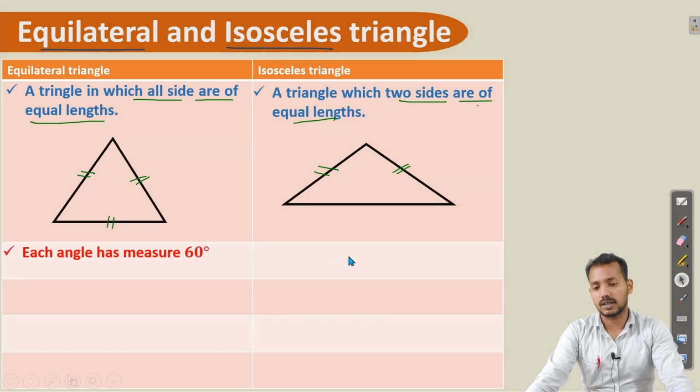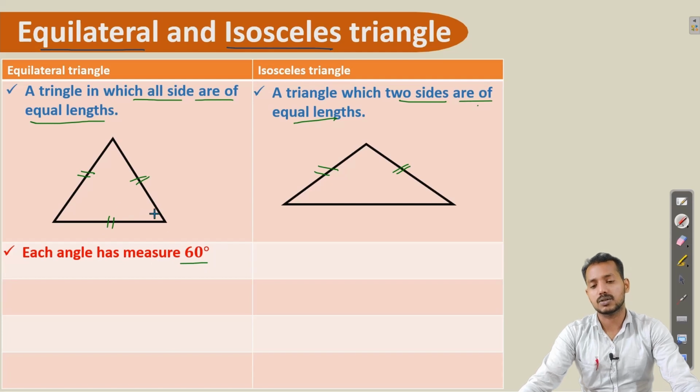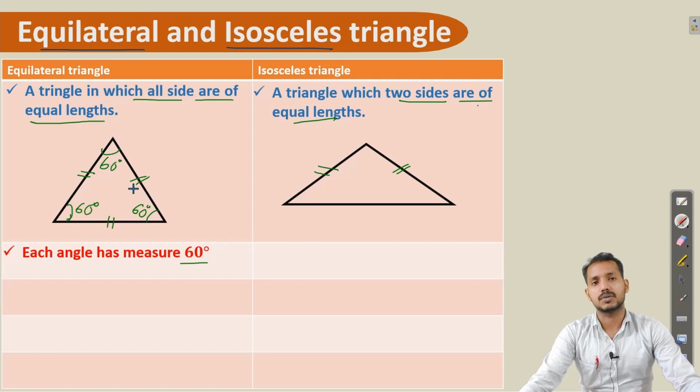Now the next property. Because all the sides are equal, all its interior angles are also equal. That means this is 60 degrees, this is also 60 degrees, and this will also be 60 degrees. Then 60 plus 60 plus 60 equals 180 degrees. It satisfies the angle sum property.